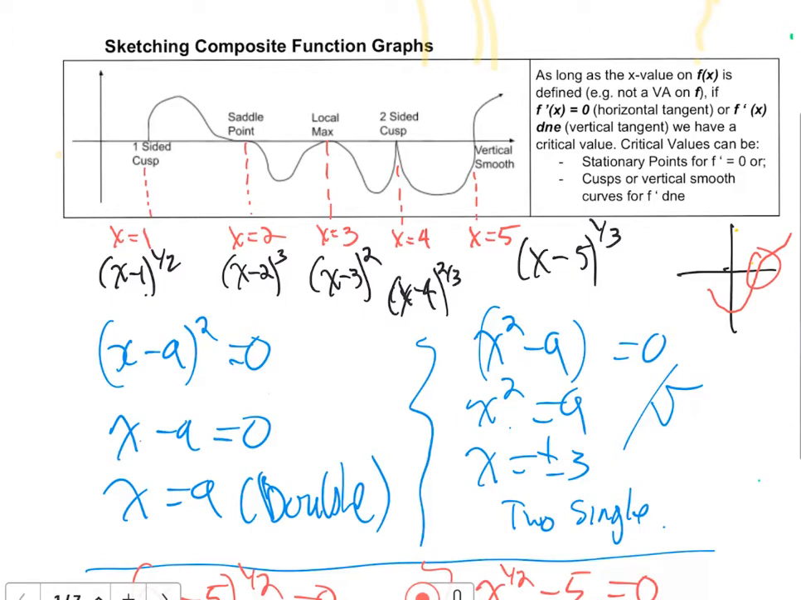But it won't be straight up. It's not vertical. It can't be vertical. And it could also be very shallow. It can be not very steep, or it can be quite steep. It just can't be vertical. So that's a double, and that's two singles.